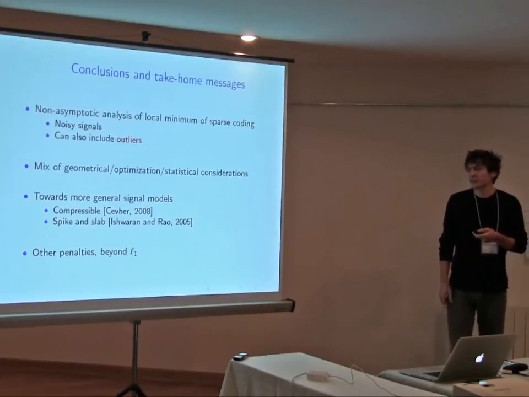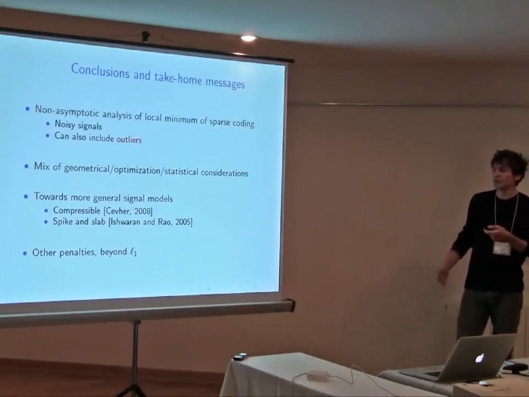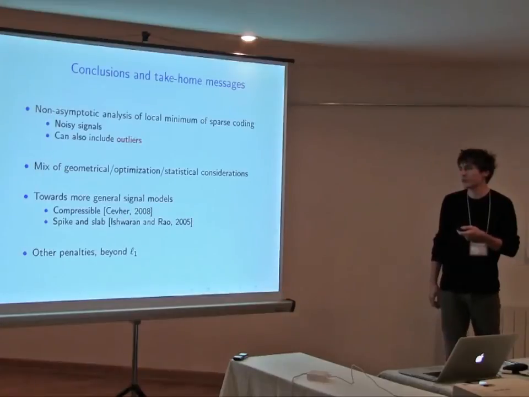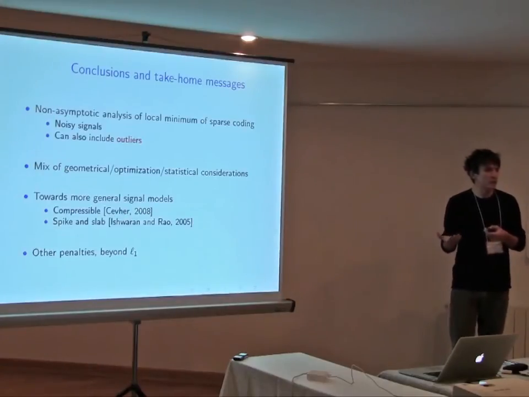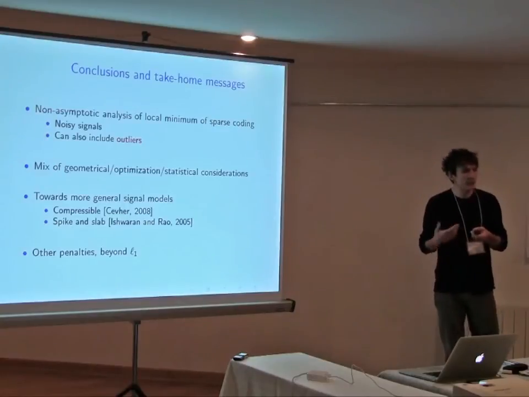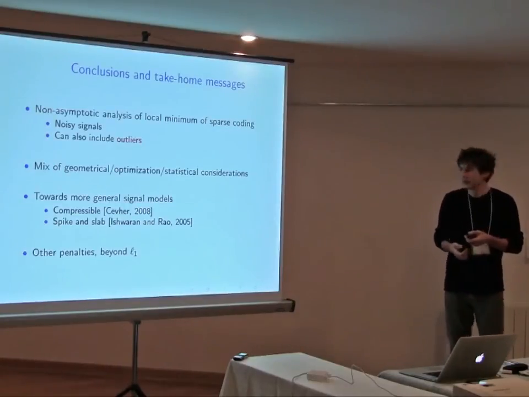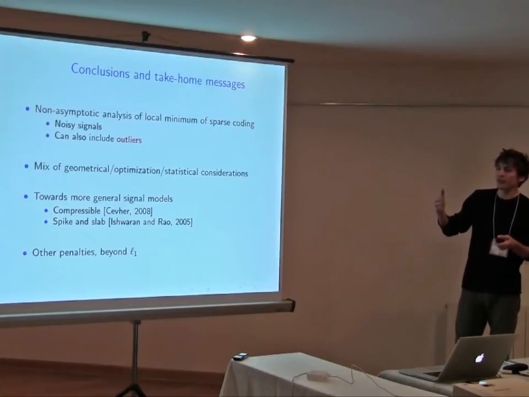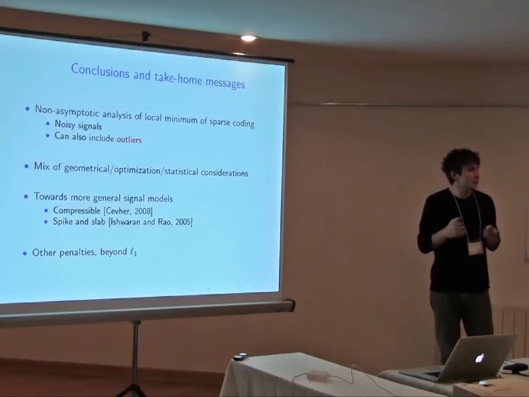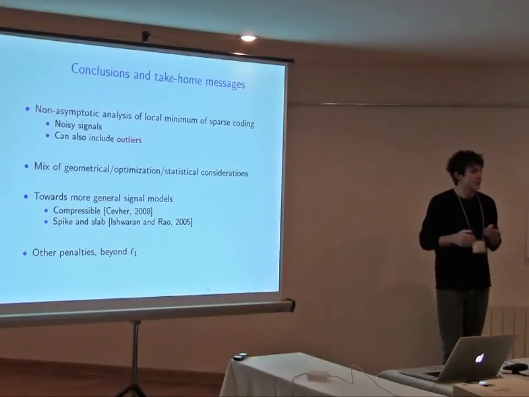I actually have not had time to mention how we can consider outliers in this setting, but we can extend our generative model to include some fraction of outliers and still be able to guarantee the existence of a local minimum. The idea is that our analysis only relies on the energy of the bad signals in one sense. So we can basically consider everything as soon as we control the energy of all those bad signals.